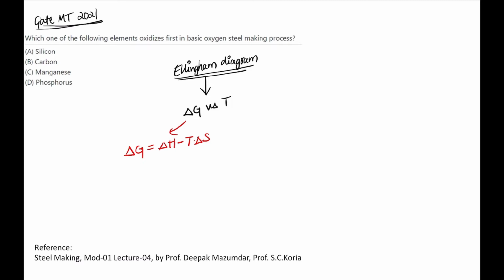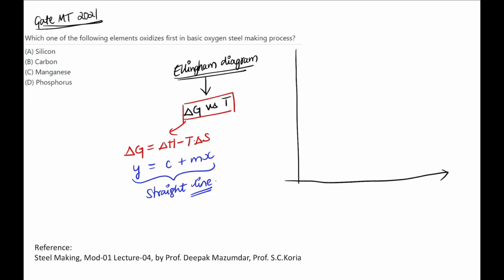Now, if you carefully observe, this looks as if it is y equals some constant c plus mx, correct? What is this? This is nothing but the equation of a straight line, right? So an Ellingham diagram, which is my delta G versus T, with delta G on the y-axis and T, the temperature, on the x-axis, you get to see different lines like this. Now these are different oxidation reactions. Remember, all these are studied for oxidation reactions.